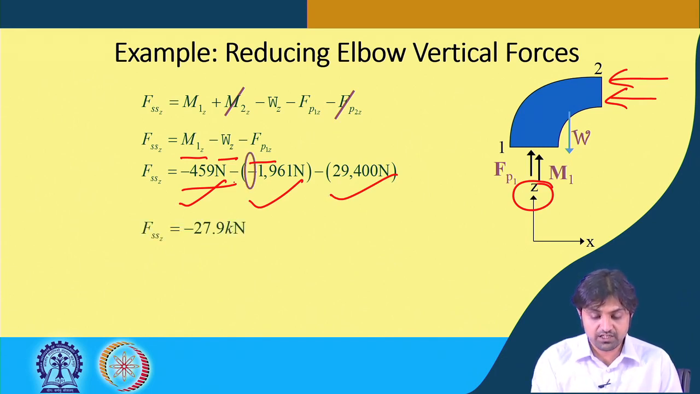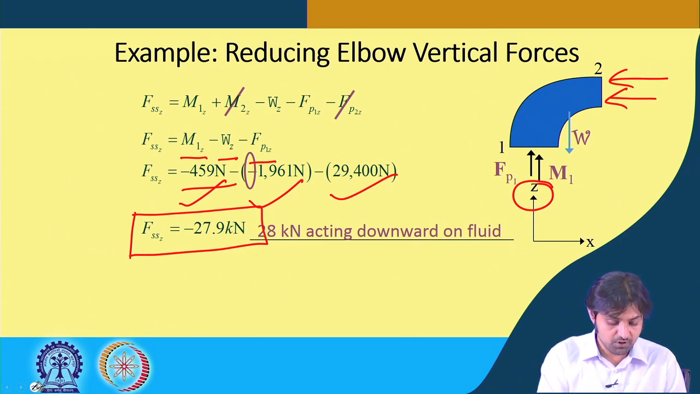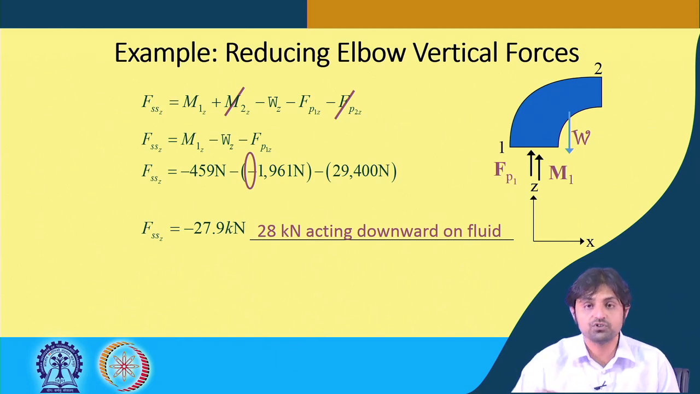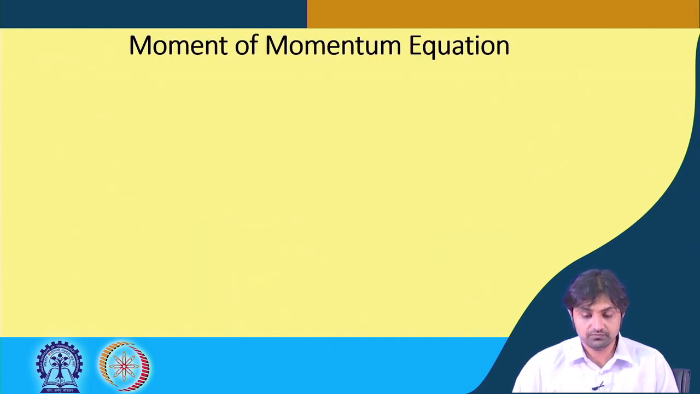So then this minus minus becomes positive, but still FSSZ comes to minus 27.9 kilonewton. This means approximately 28 kilonewton force is acting downwards on the fluid because it is minus. Now the pipe actually wants to move up, and that is why the net force is in the downward direction.